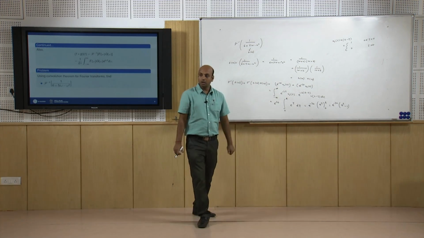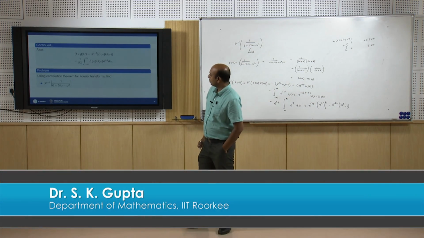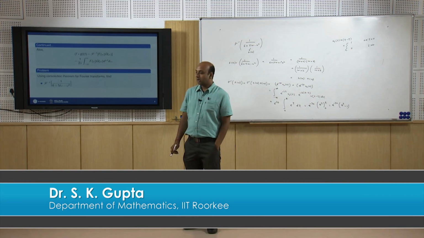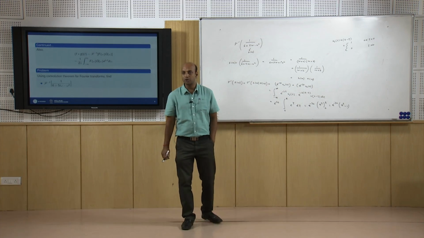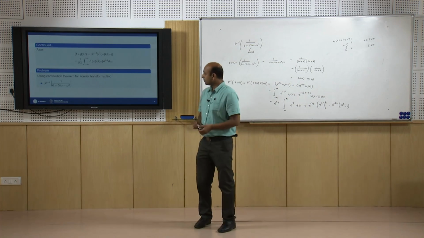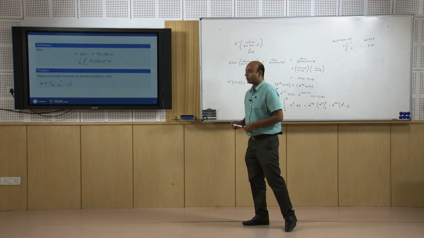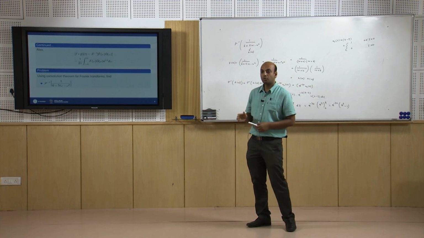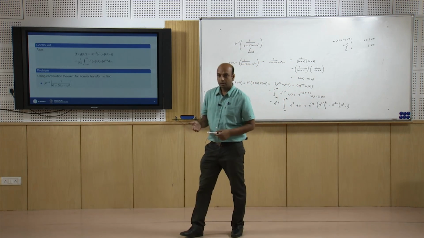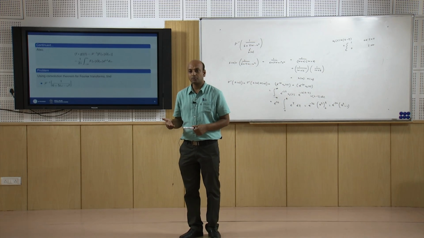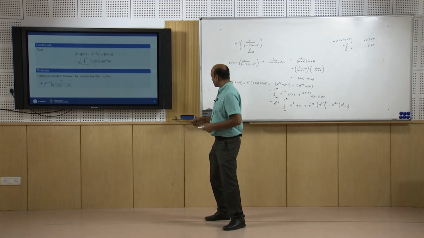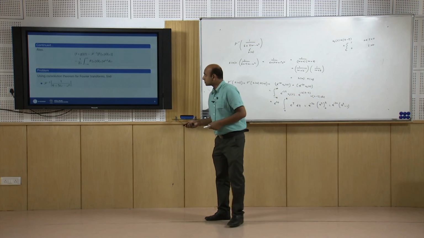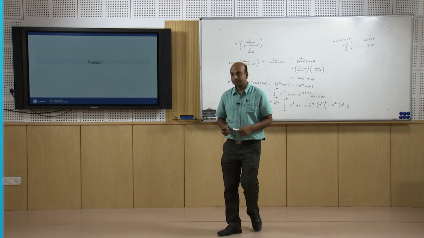So, using the convolution theorem we can find inverse Fourier transforms also. The main application of the convolution theorem is to find the Fourier inverse. Sometimes we have to find a Fourier inverse, so it is important to use the convolution theorem. So, that is all. Thank you very much.